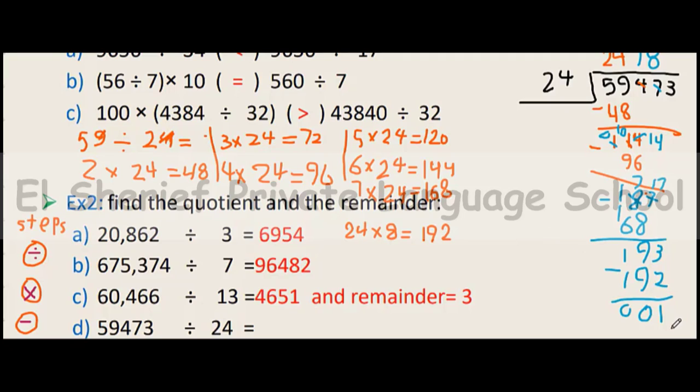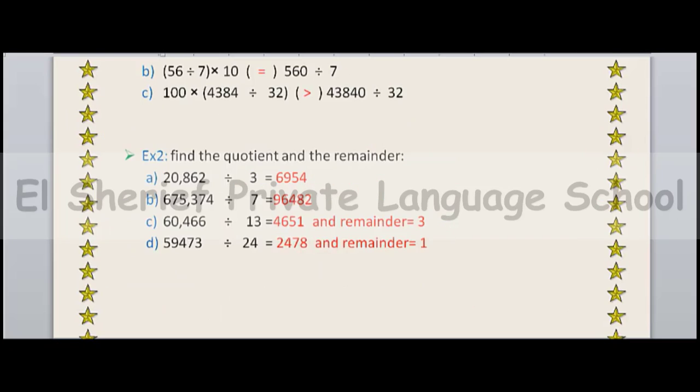So here we get remainder equal 1. Why do we say that 1 is the remainder? Because there is no number we can put down beside 1. Okay, so 1 is the remainder. So 59,473 divided 24 will equal: the quotient is 2478, and the remainder equal 1. Thank you.